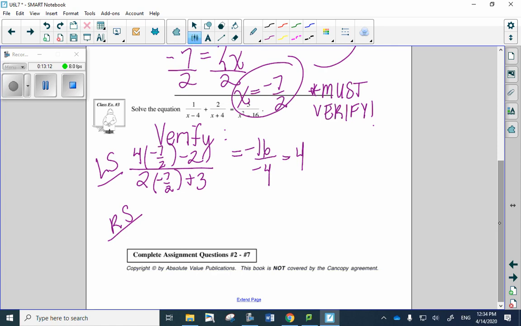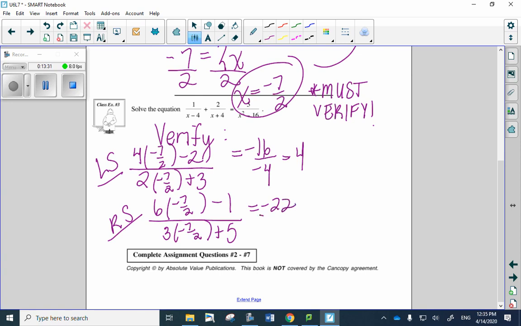So then we're going to have 6 times negative 7 over 2 minus 1, all divided by 3 times negative 7 over 2 plus 5. Again, when I plug all this into my calculator, I get negative 22 divided by negative 11 over 2. And so this simply equals 4. So we notice that 4 and 4 are equal, so left side is equal to the right side. So my solution is going to work.